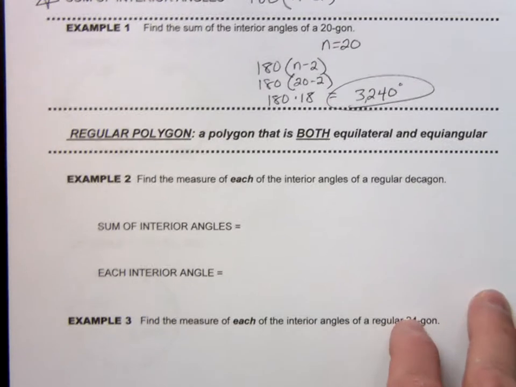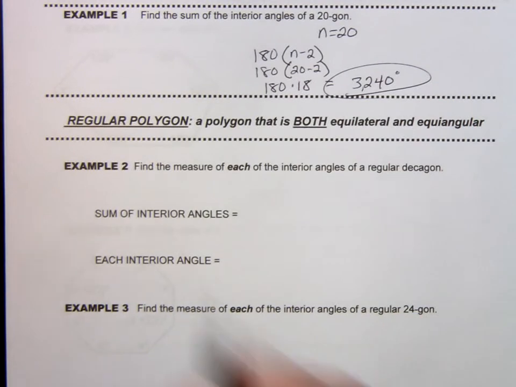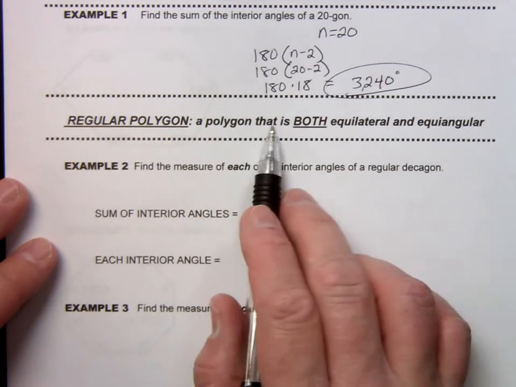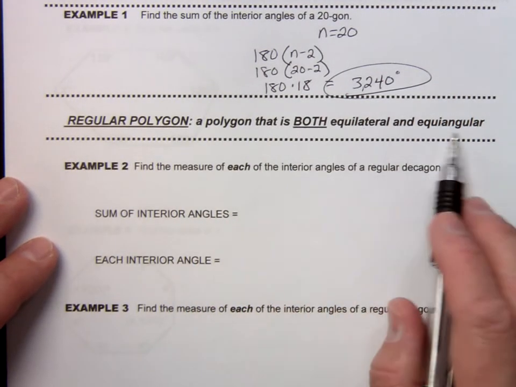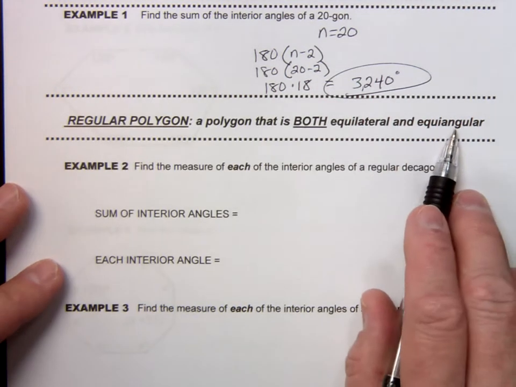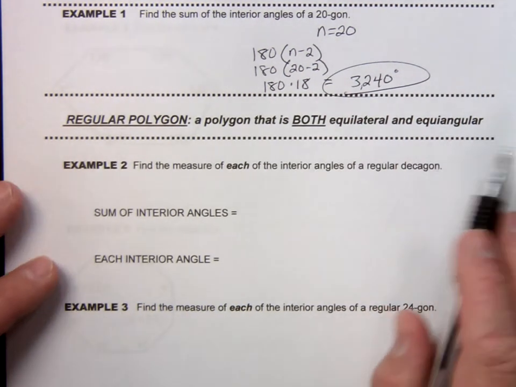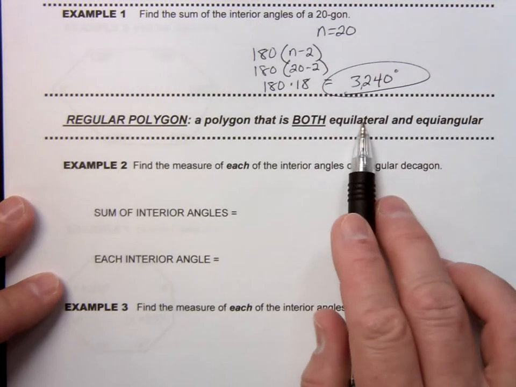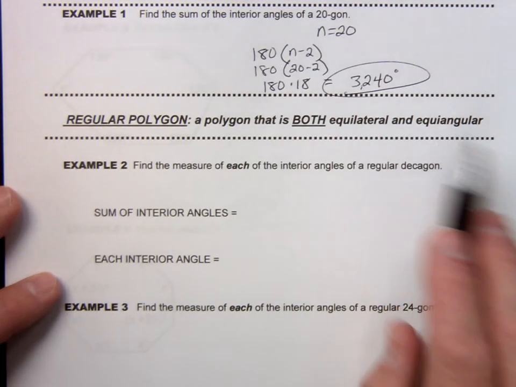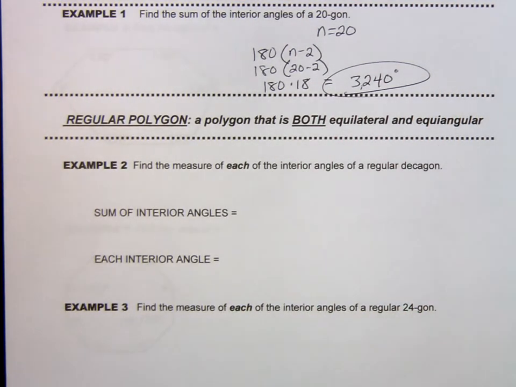Alright, let's look at what a regular polygon is. A regular polygon is a polygon that is both equilateral and equiangular. So if we say a polygon is regular, all the sides are congruent, all the angles are congruent. When you were in elementary school and you first learned your polygons, you more than likely were given pictures of regular polygons where all the sides and angles were congruent. A stop sign is an octagon. It's got 8 sides, and it is a regular octagon.